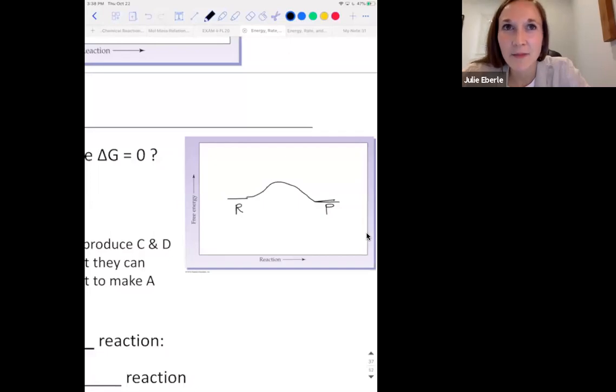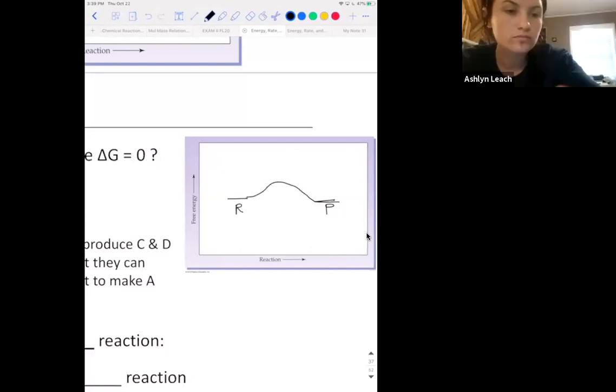Any system that can reach an equilibrium, yes, it will. So yeah, equilibrium is a good thing. I don't want it to sound like a bad thing. But going back to this question, is this kind of a reaction?